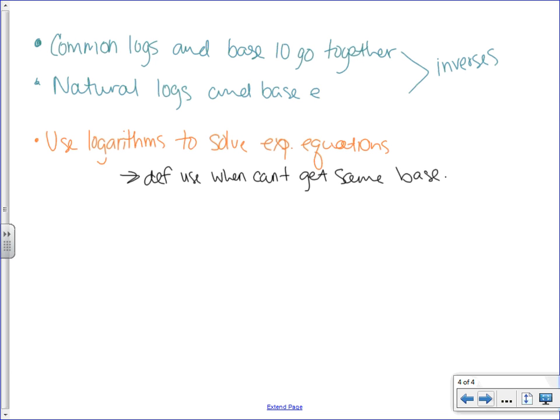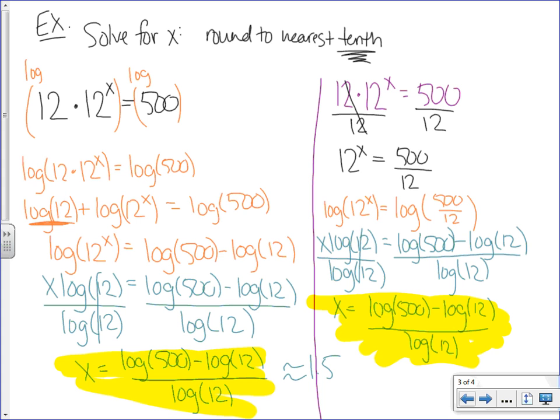And I do want to point out that even though I did all of these examples using the common log, I could have done it using the natural log.